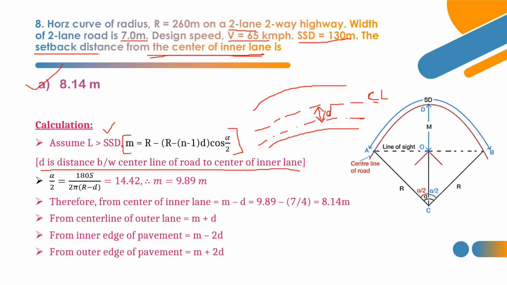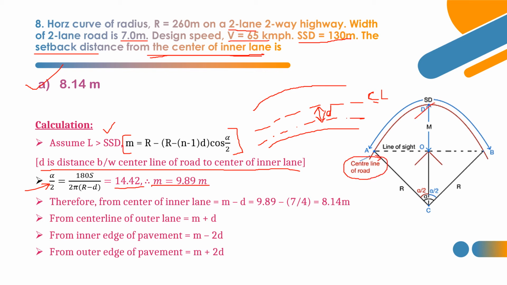Now we have to calculate the alpha by 2 value. That will be calculated using this formula: alpha by 2 is equal to 180 s by 2 pi into r minus d. What is s? Sight distance. They have given 130 meter. By using this formula, we get the answer for alpha by 2 as 14.42, and that value will be substituted here so that we get the value of setback distance. And this setback distance is a distance from the center of the highway, the center of the road. You can see in this diagram, here it is mentioned: center line of road.